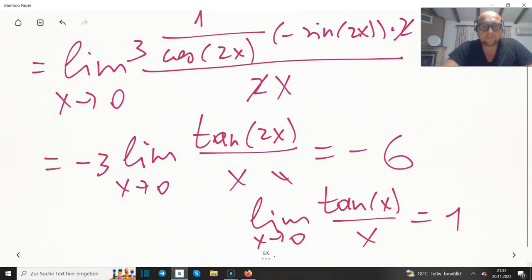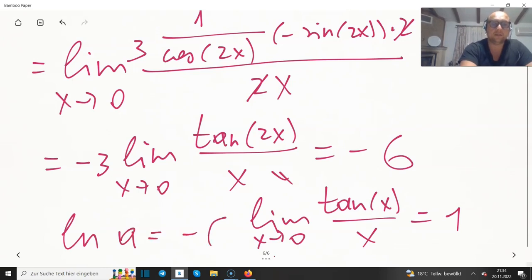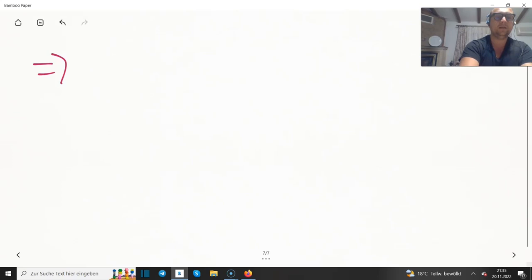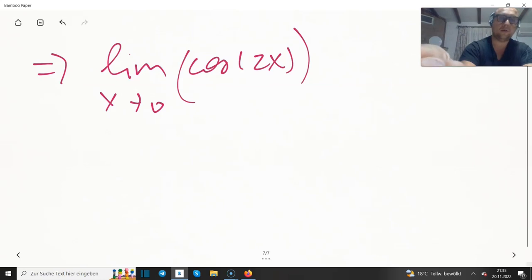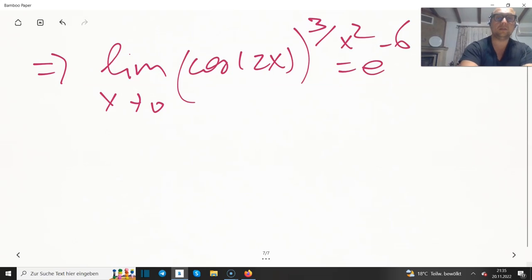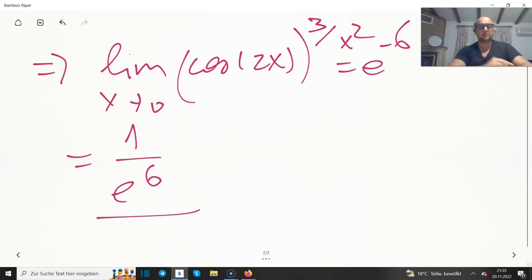Okay. So what do we know? We know that ln of our expression is equal to minus 6. So our expression itself is just e to the power of minus 6. So that means, by the definition, that we had the limit x towards 0 of the cosine of 2x to the power of 3 divided by x squared is e to the power of minus 6, or 1 divided by e to the power of 6. Isn't that crazy again? I think it is.